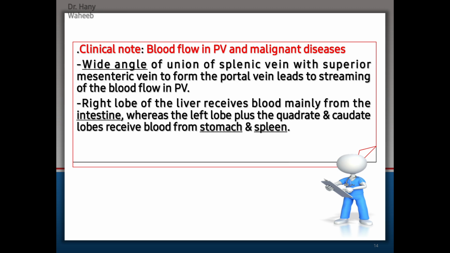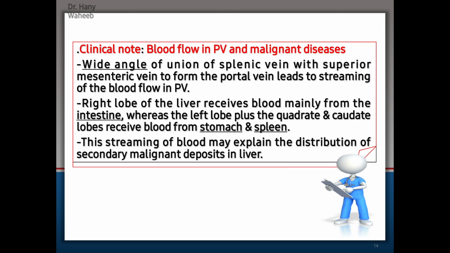The right lobe of the liver receives blood mainly from the intestine, whereas the left anatomical lobe plus the quadrate and the caudate, which is the left functional lobe, receives the blood from the stomach and spleen. So the right functional lobe of the liver receives blood from the intestine, coming from the superior mesenteric vein, and the left functional lobe of the liver receives the blood coming from the stomach and spleen through the splenic vein.